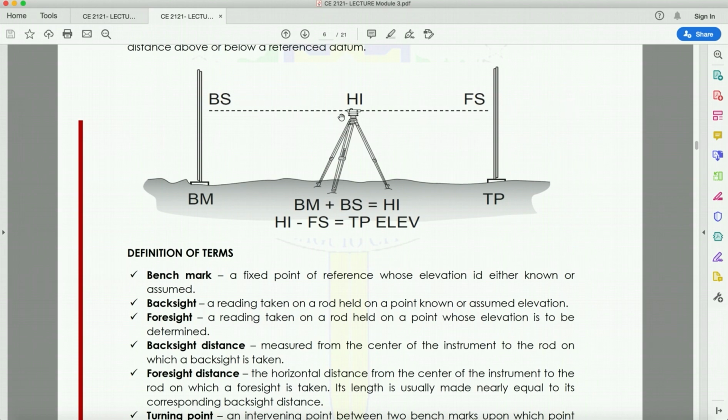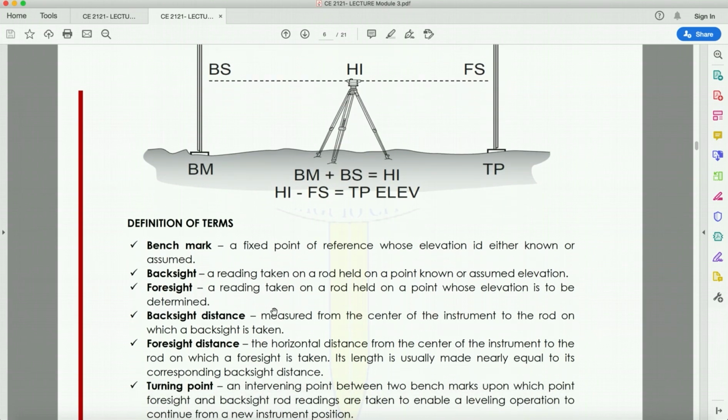if I am to sight the back, that is what we call back sighting because the direction of my stationing is towards the right. Therefore, the back is towards the left. Therefore, we call this backsight. And the sighting towards the right is what we call the foresight. Okay? This is what we call the TP. What is TP? Turning point.